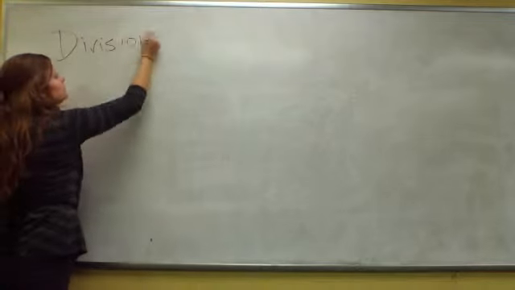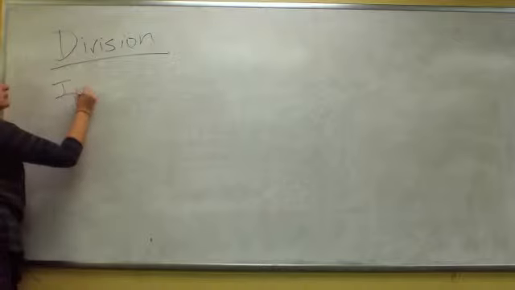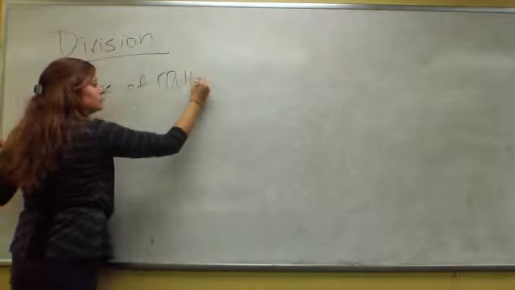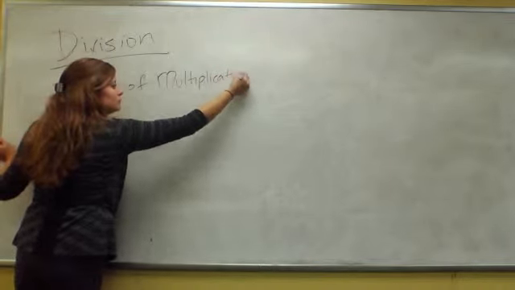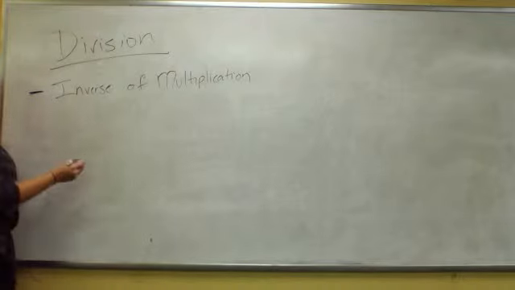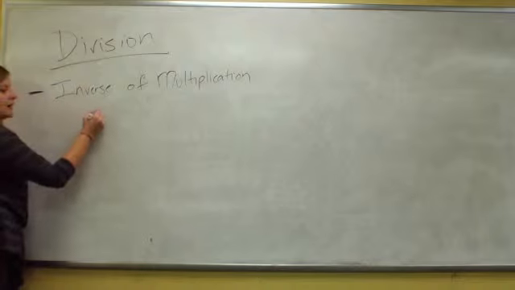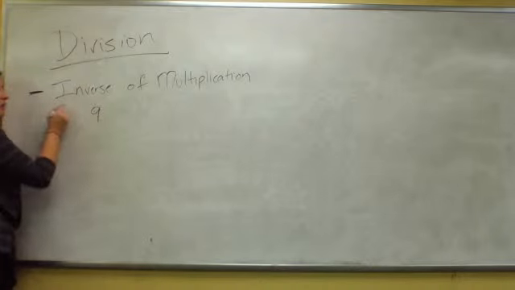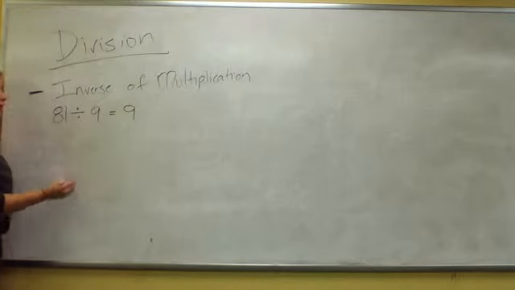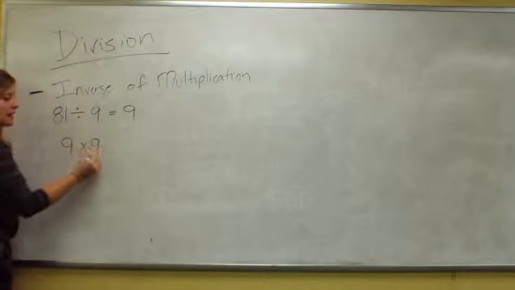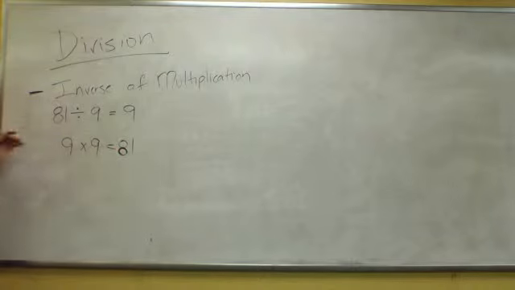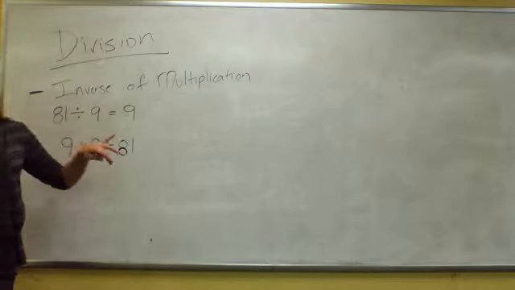So division is the inverse of multiplication. Right? And when I say inverse, I mean flip it. So if I've got what we just did, 81 divided by 9 equals 9, or 9 times 9 equals 81. Right? So I'm using the same numbers, but I'm using a different operation.